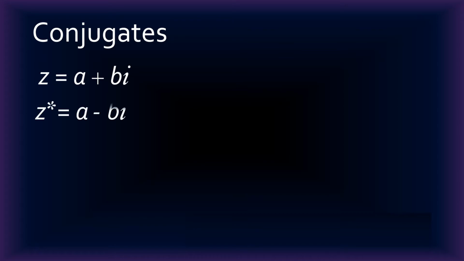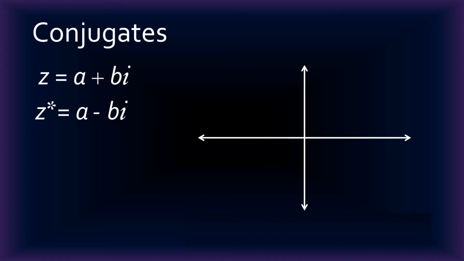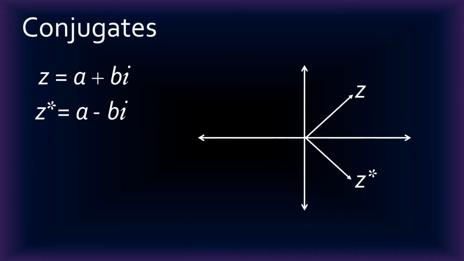So what is a conjugate then? If we take the complex number in the form z equals a plus bi, then we can define its conjugate as a minus bi. We normally denote this conjugate as z star. Now let's recall the complex plane. If we put a plus bi on here and a minus bi, it should be fairly obvious that z star is a reflection of z along the real axis.